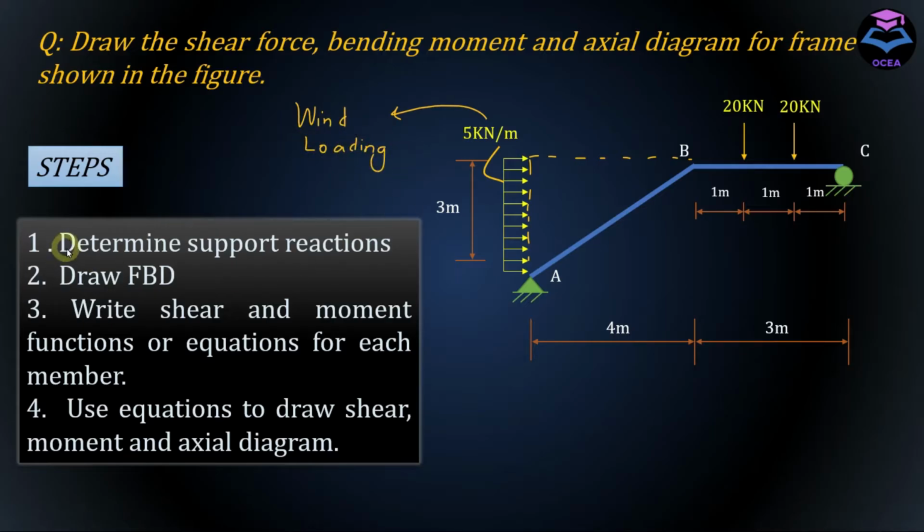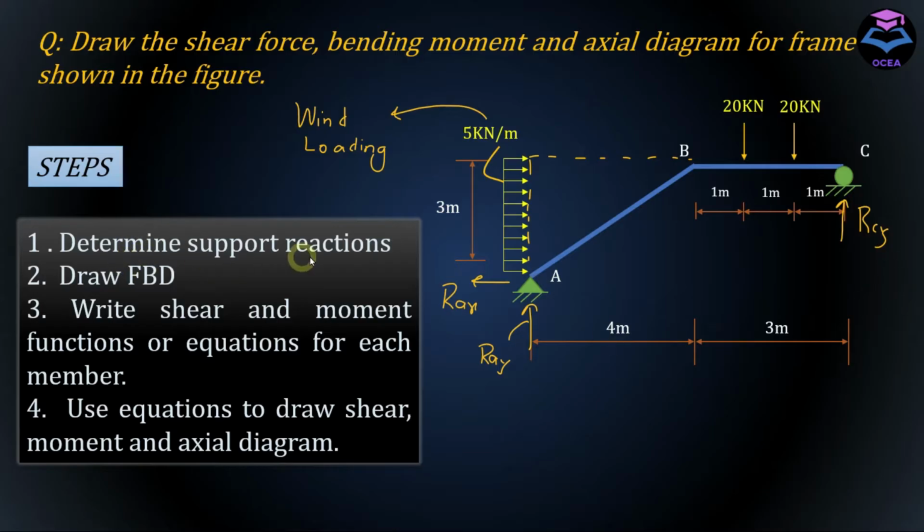To draw shear force, bending moment, and axial diagram, we will use these steps here. First, we will determine support reactions or external reactions. At point A, we will have two reactions since there is a hinge. This reaction would be RAY, and this horizontal reaction would be RAX. And at C, since we have a roller, we only have one vertical reaction, that is RCY.